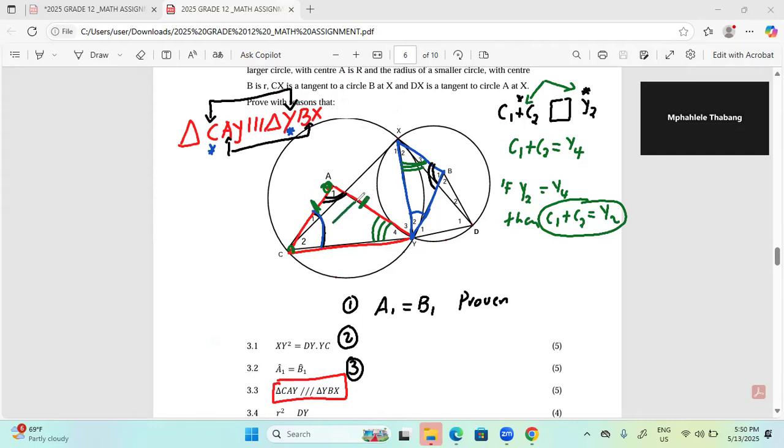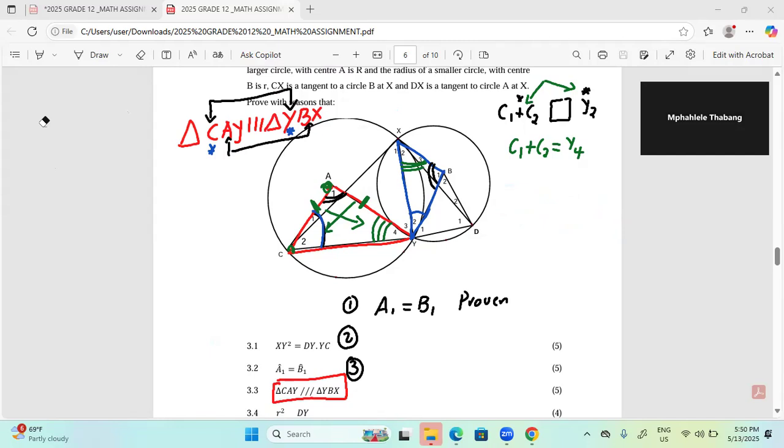So the angles which are opposite to this side are equal. So C1 plus C2 equals Y4. And I want C1 plus C2 to actually equal Y2, but I see that C1 plus C2 equals Y4. Now, if I can show that Y4 and Y2 are equal, then C1 plus C2 will equal Y2. So let me try to check if Y2 and Y4 are equal. And this is what took me a lot of time, trying to show that Y2 and Y4 are equal.